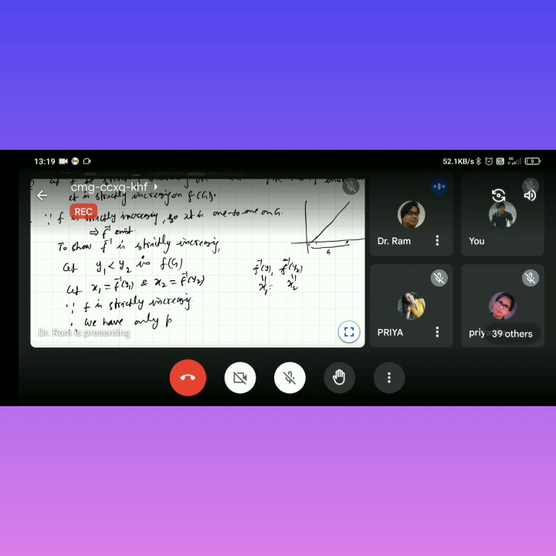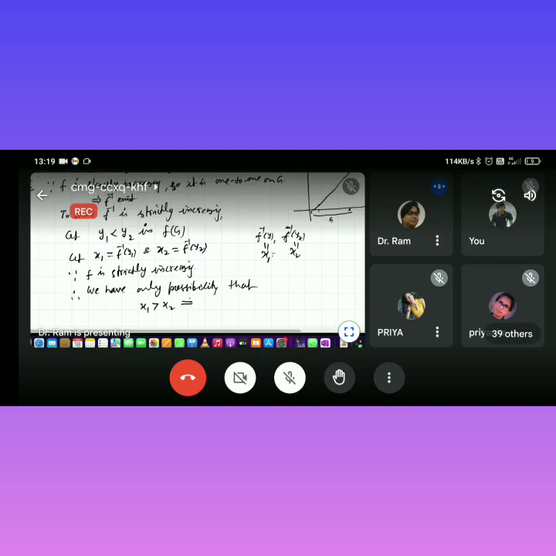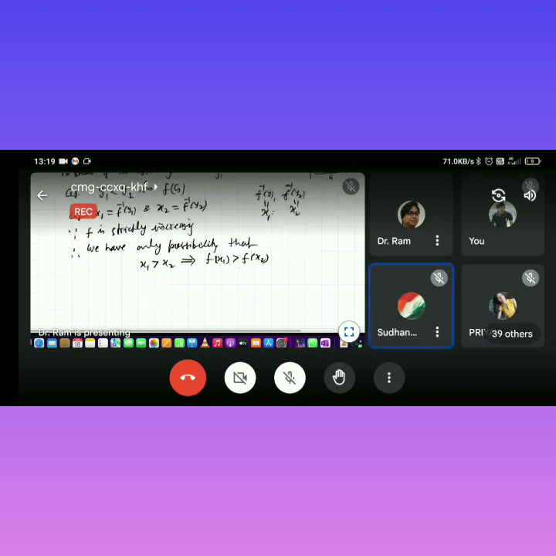only possibility that x1 is strictly greater than x2 implies f of x1 will also be strictly increasing because f is strictly increasing. So possibility ये है कि f इसी को satisfy करेगा. तो भाई, anyone? Yes, sir.